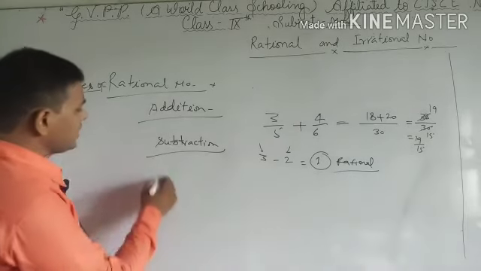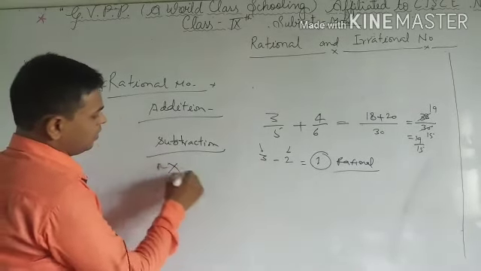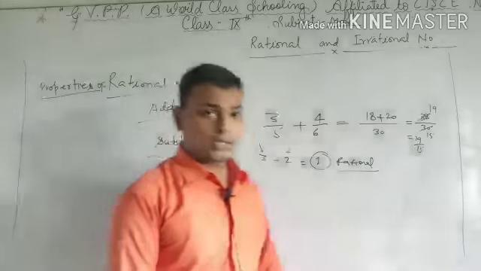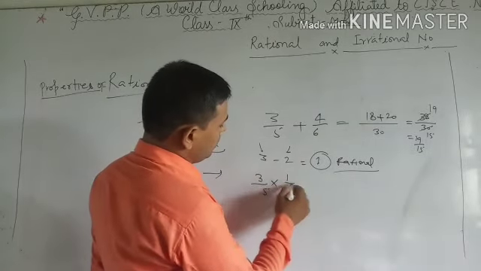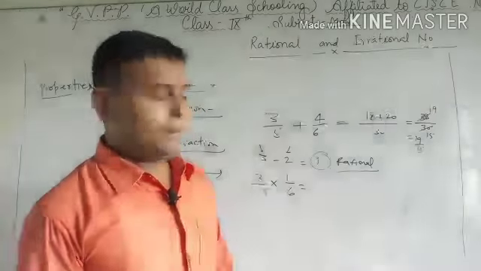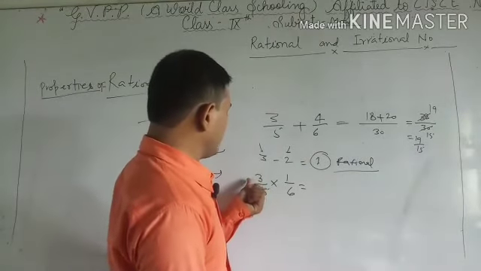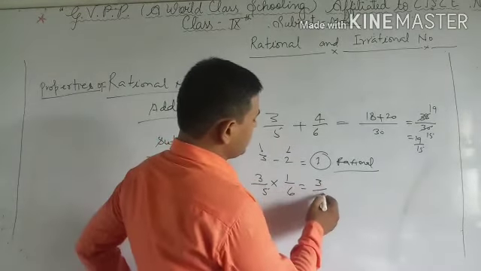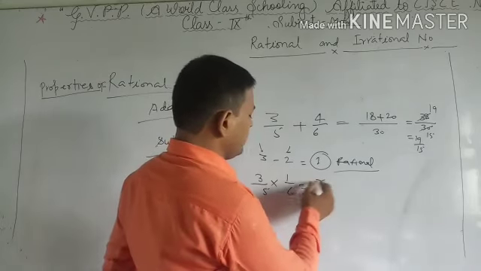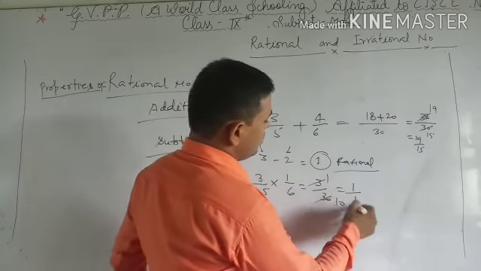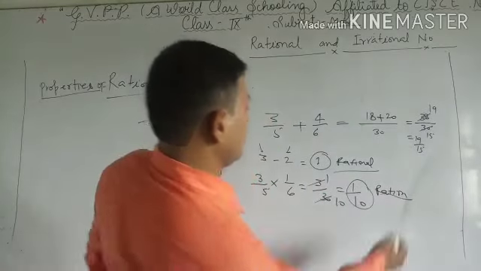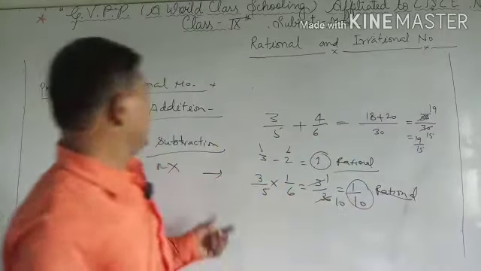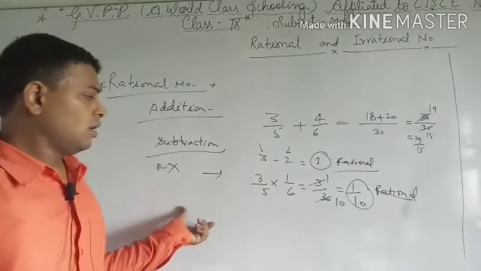Okay, as like this, multiplication. That means if you take any two rational numbers and multiply them, you will get here 3 1s are 3 and 5 6s are 30, and if you simplify this, you will get 1/10. This is also a rational number. That means multiplication of any two rational numbers is a rational number.